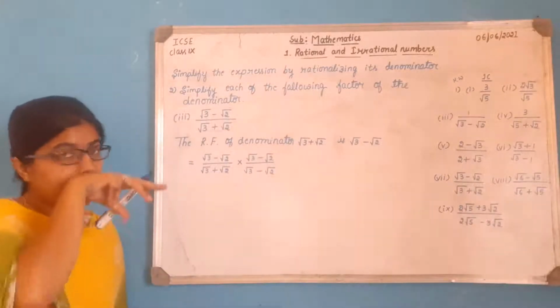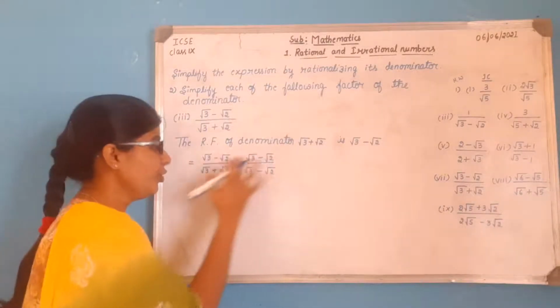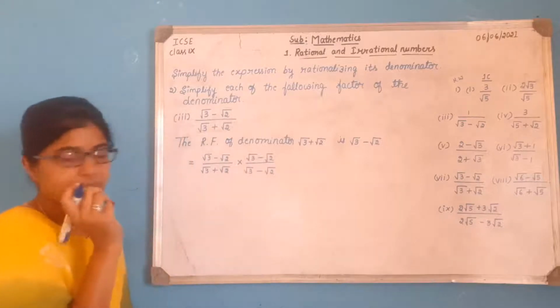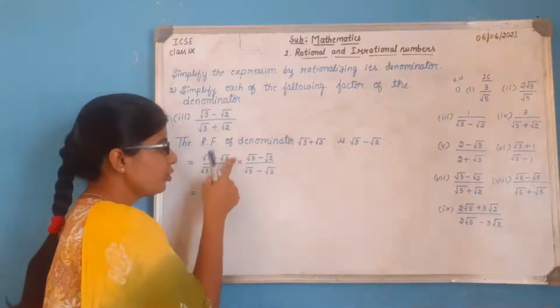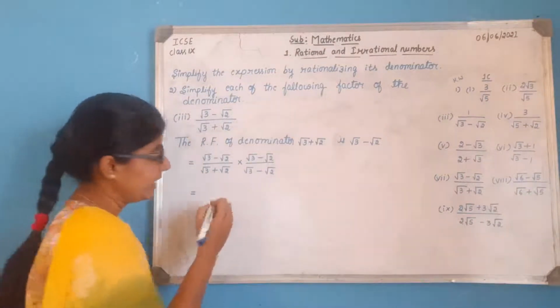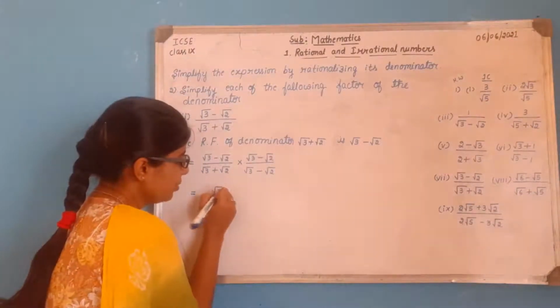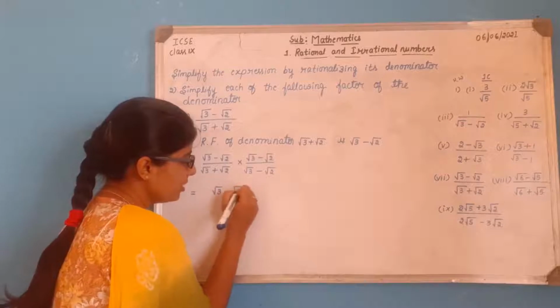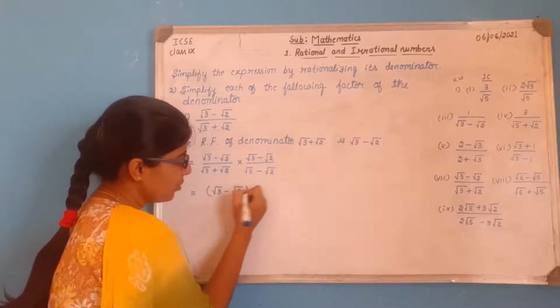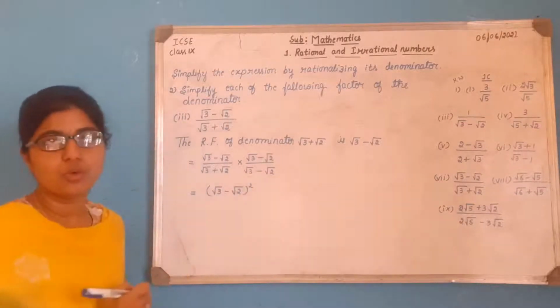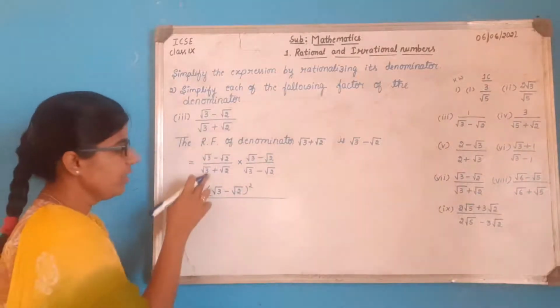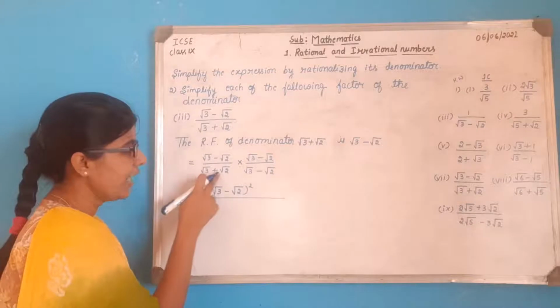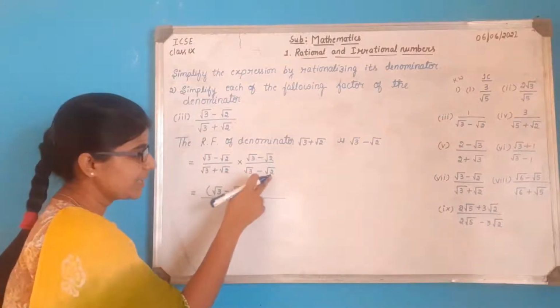Now multiply the numerator and denominator. So when you observe the numerator, root 3 minus root 2, root 3 minus root 2 is there. That means two times root 3 minus root 2, so that becomes root 3 minus root 2 whole square. Root 3 minus root 2 whole square divided by, so observe here, this is in the form of a plus b into a minus b, right?